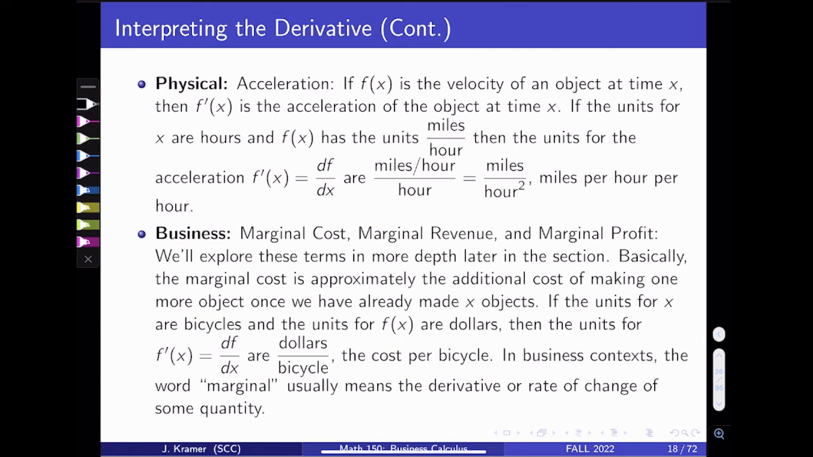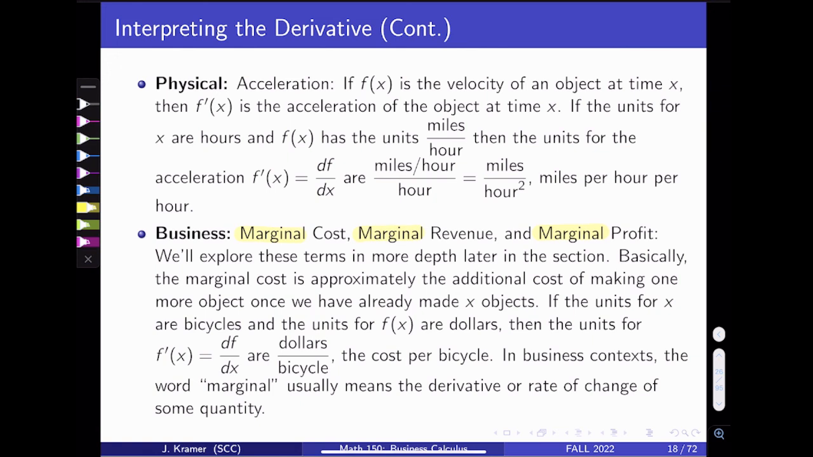And then finally, for our class, we'll look into the applications in business, and that would be marginal cost, marginal revenue, and marginal profit. So oftentimes when you see the word marginal, you want to think take a derivative. Marginal will imply that there needs to be a derivative because we're looking at the rate of change. We're going to explore these terms in more depth in a later section. Basically, the marginal cost is approximately the additional cost of making one more object once we've made x objects.